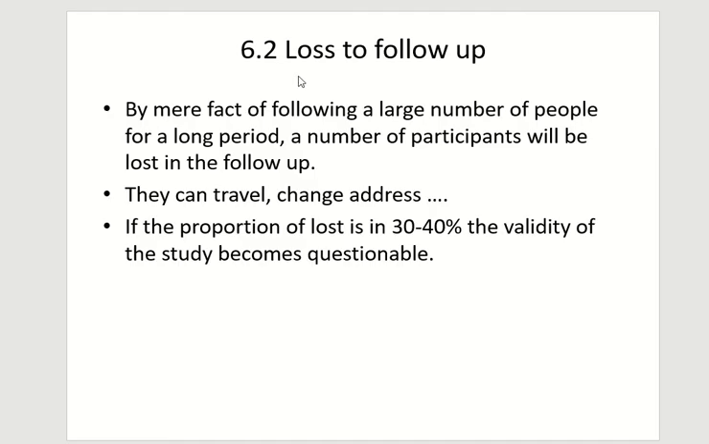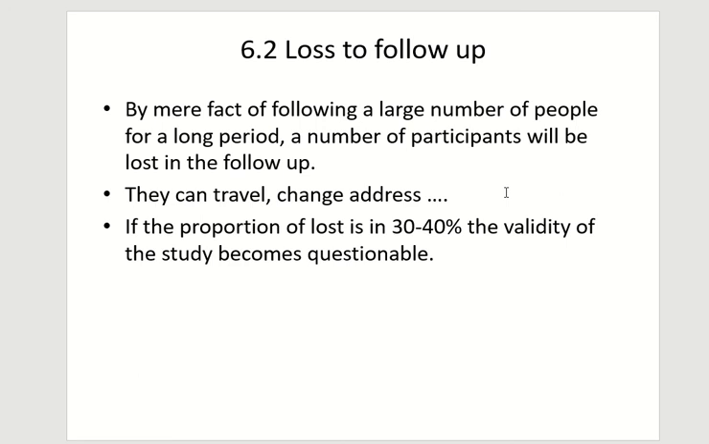Another problem is the loss to follow up. By the mere fact of following a large number of people for a long period, a number of participants will be lost to follow up. They travel, they change address, they decide that they want to leave the country, they change their health insurance, and therefore they can no longer afford coming to the clinic where you're capturing them. Anything can happen. If the proportion lost is in the 30 to 40%, then the validity of the study becomes questionable. It's not good.